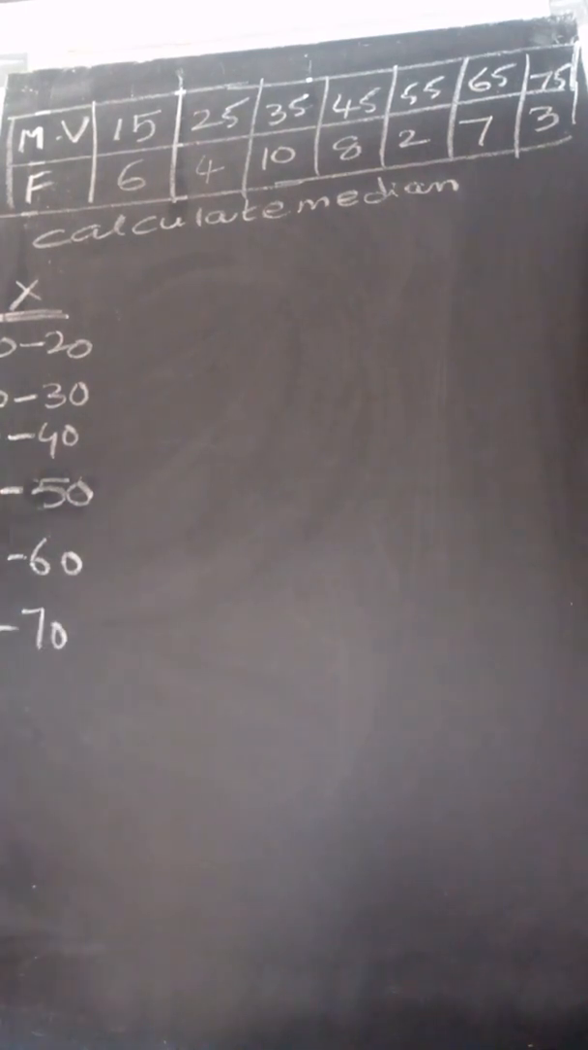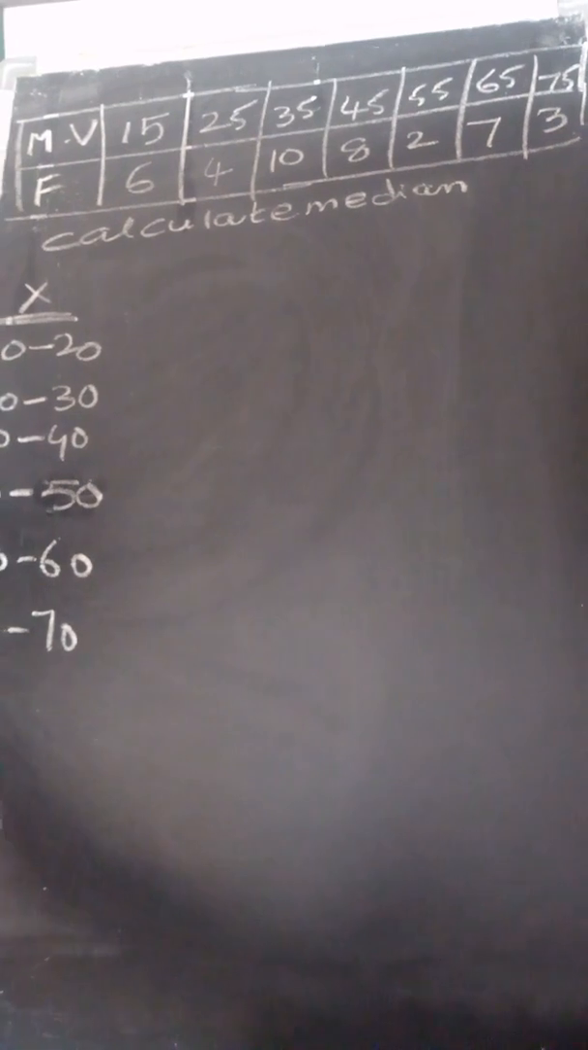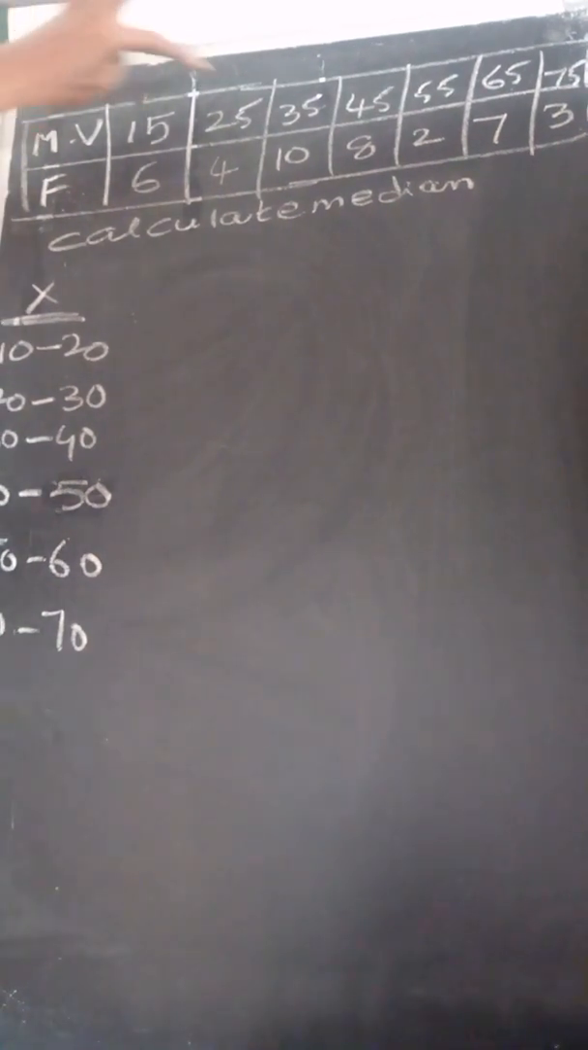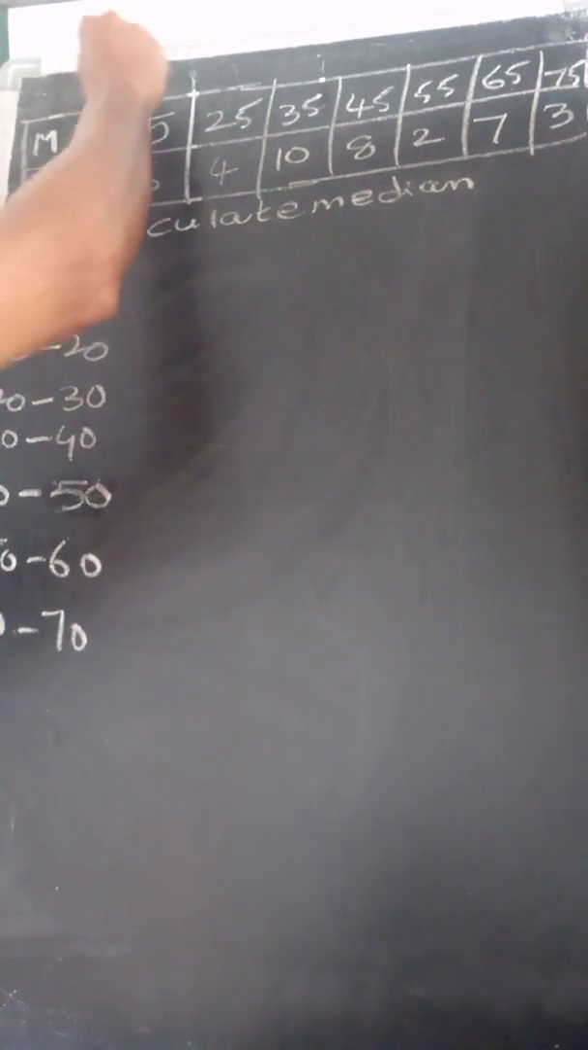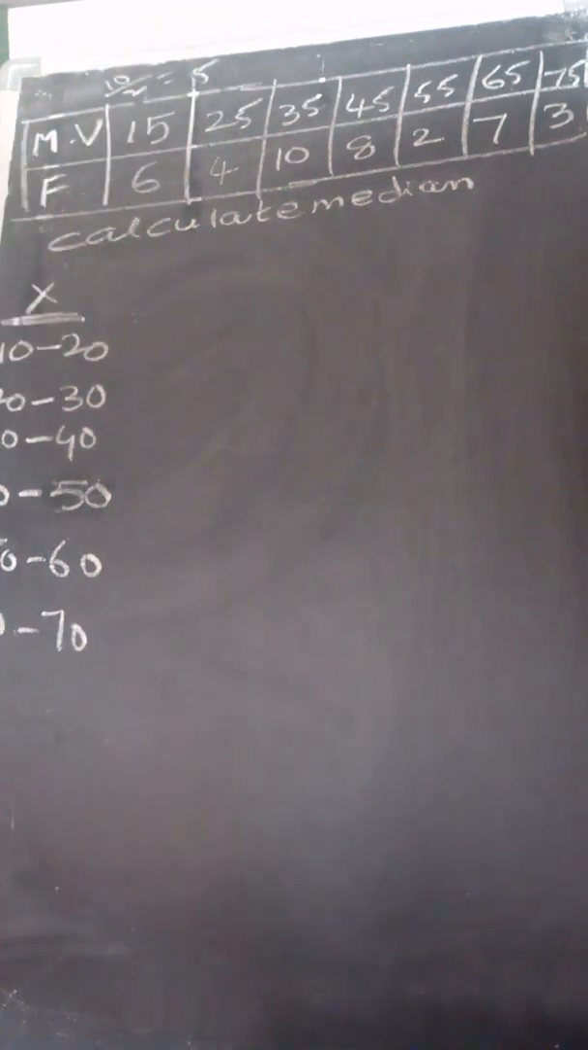Let me explain once again how I have done it, my dear students, just keep in mind. I have seen the difference between any two mid values. Here the difference between any two mid values is 10. 10 divided by 2 is 5. Mid value minus 5, you will get the lower limit. Mid value plus 5, you will get the upper limit.